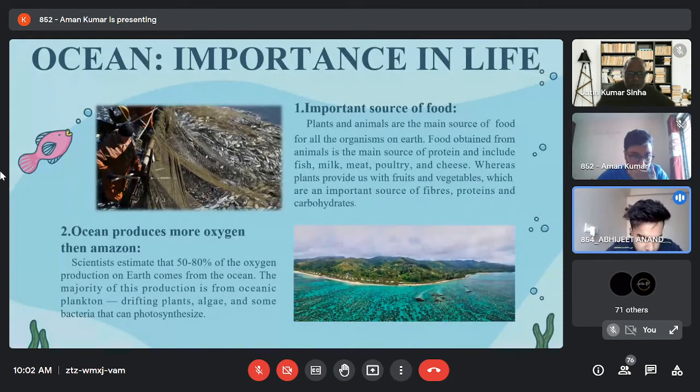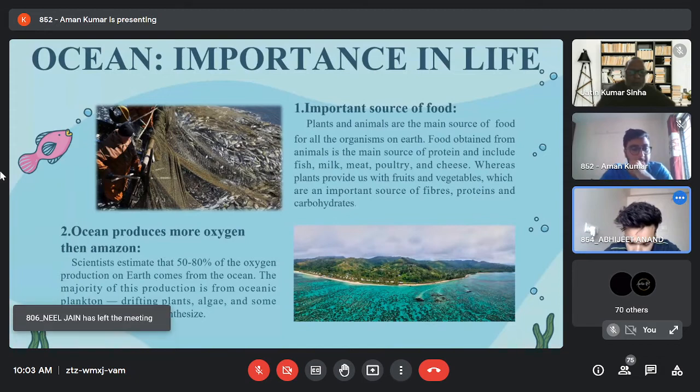Ocean produces more oxygen than Amazon. It is often thought that rainforests are the primary source of oxygen on the planet, but the truth is that rainforests are only responsible for 28% of the oxygen on Earth, while oceans are responsible for 70%. It does not matter how far we live from the ocean. From every 10 breaths we take, 7 come from the ocean.